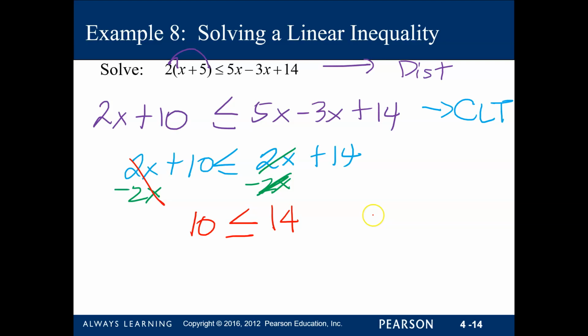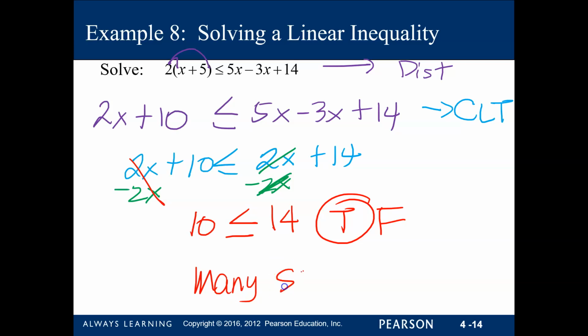So now, again, we evaluate the expression. Is 10 less than or equal to 14? True or false? It is true. And so we will have infinitely many solutions on this part, meaning any value could make the inequality true. And so that's everything about linear inequalities. Thank you.